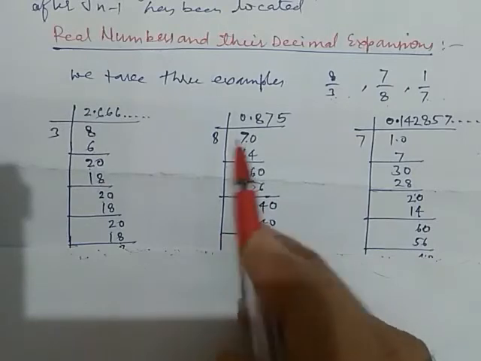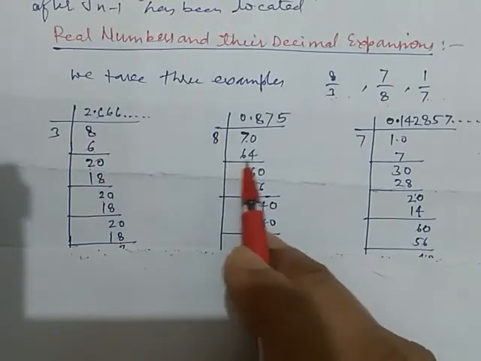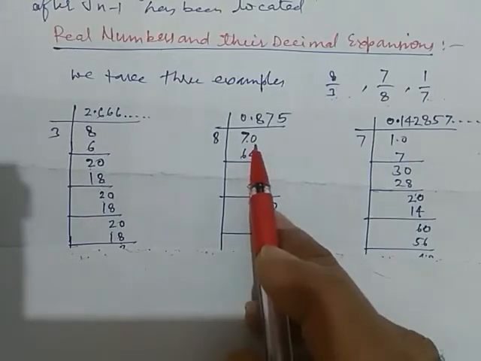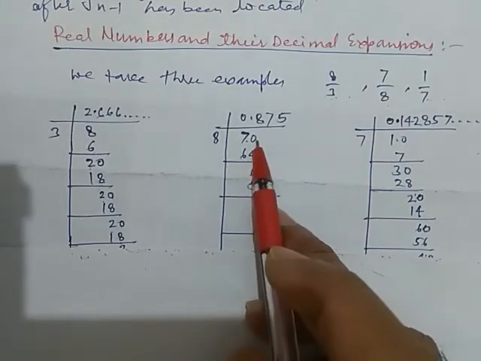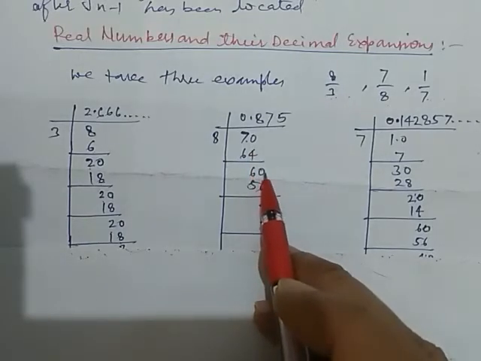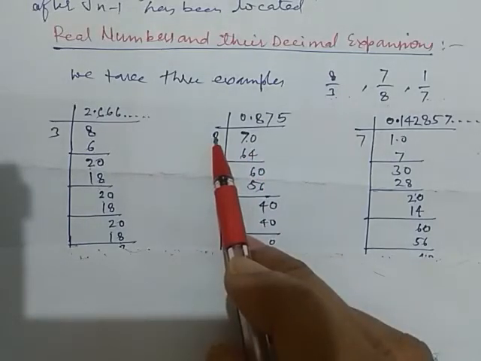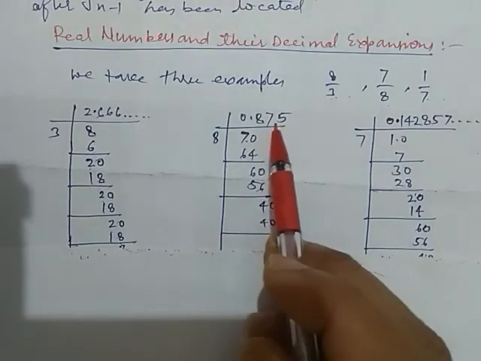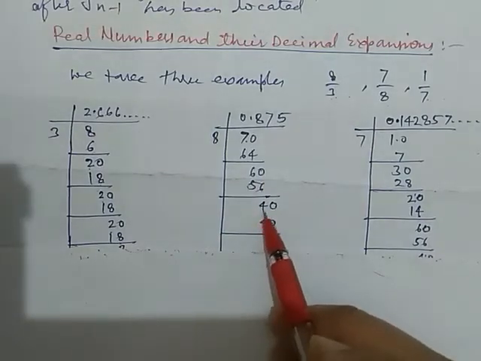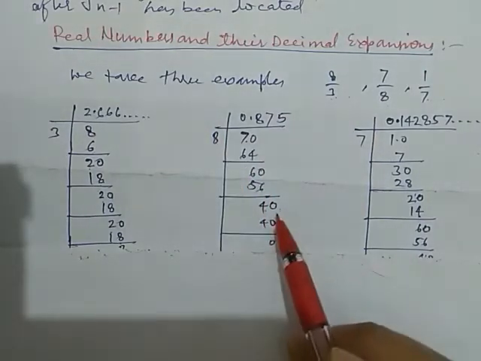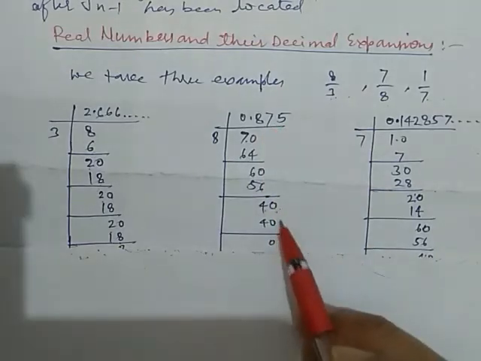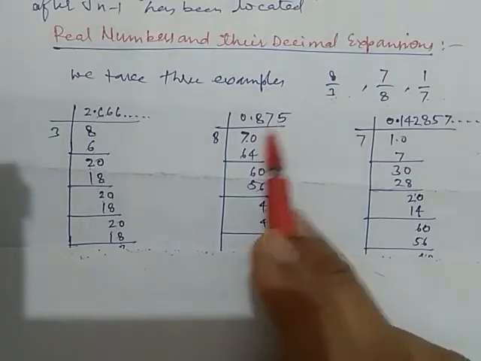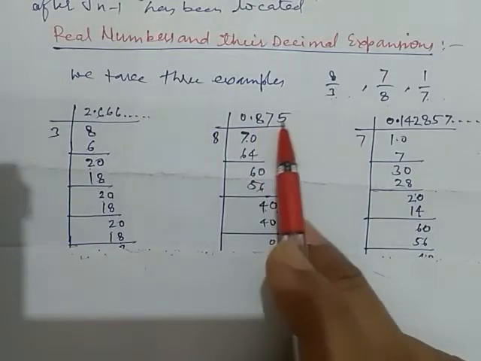So this becomes 70. 8 8s are 64. So this divides 8 times. Okay. Now, what is the remainder? Here the remainder is 6. Okay. So it becomes 60. 8 7s are 56. So this time, this divides 7 times. Now, what is the remainder? 4. So it becomes 40. 8 5s are 40. So this is 875. Now 40 minus 40 is 0. So the remainder is 0. So the division is over and we get 0.875.